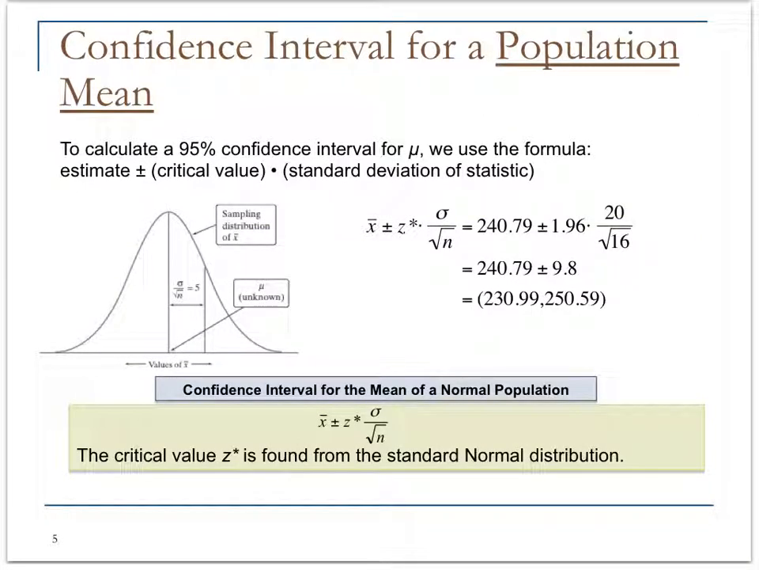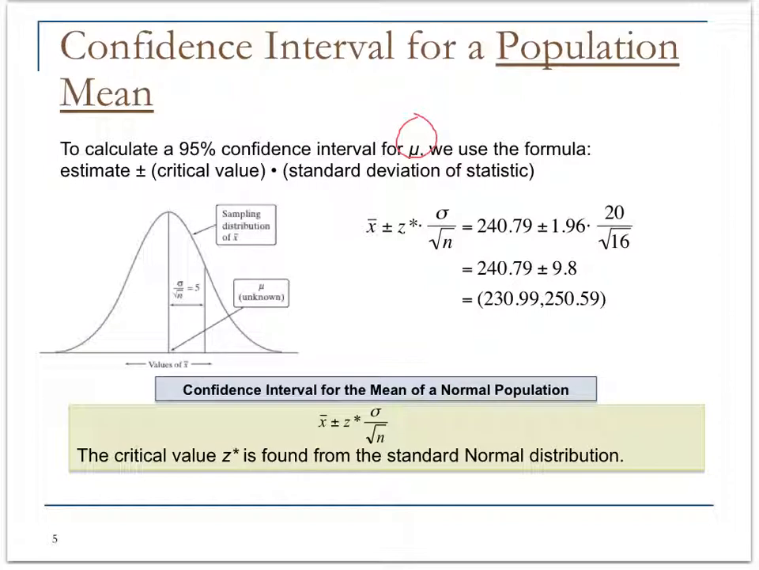So here we have an example of a 95% confidence interval for what? For the population mean, for mu. Right, it tells you right here, for mu, we're trying to estimate what that mu value is. So we are using our CI formula, right? Point estimate plus minus.